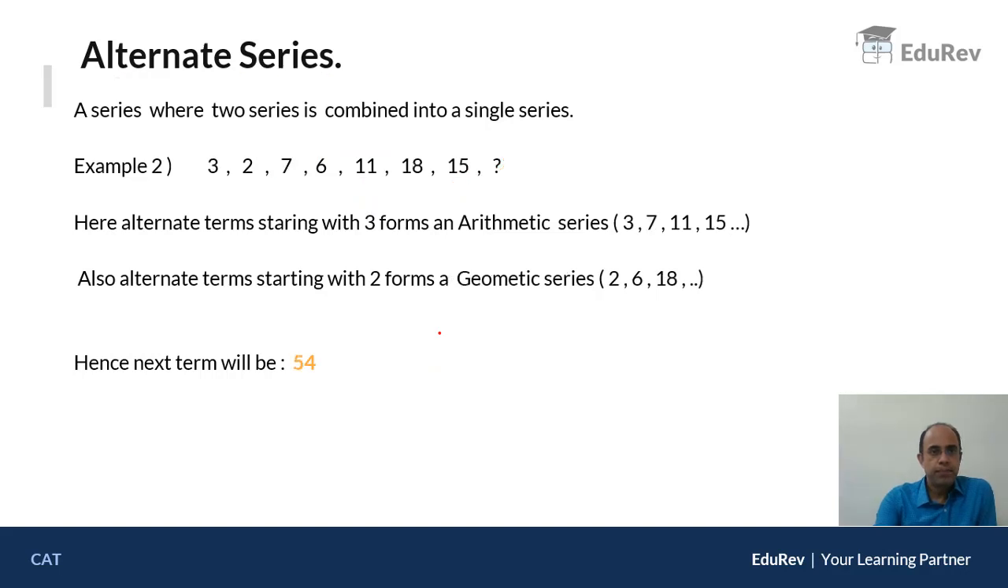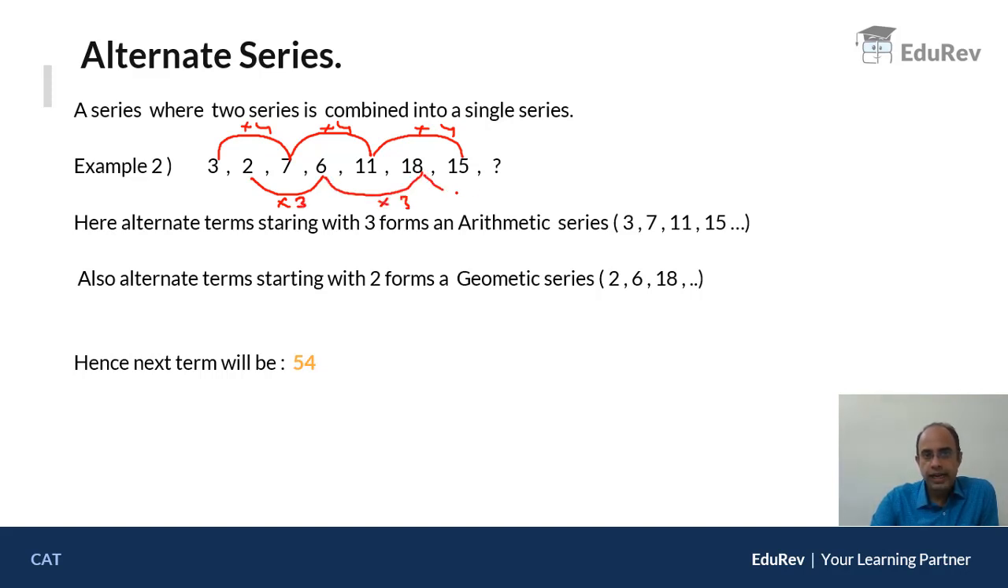Let us take one more example. Now it is given 3, 2, 7, 6, 11, 18, 15. Now 3 plus 4 is 7, 7 plus 4 is 11, 11 plus 4 is 15. So we are adding plus 4, plus 4, plus 4. Clear? Now here we observe the difference is 4, but the next difference is 12. So that means 2 threes are 6, now we are doing into 6 threes are 18.